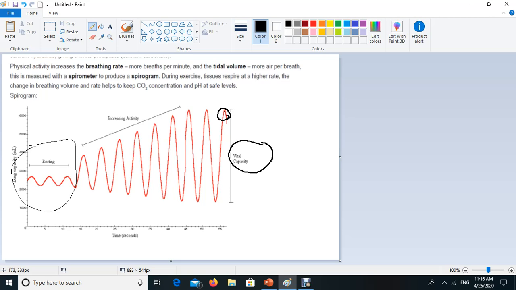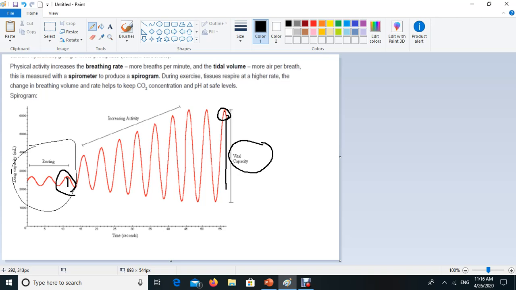The normal one here, from inhalation to exhalation, is called tidal volume. At resting it is called tidal, but the volume here, the maximum one, is called vital. Okay, so you have to recognize them very well.